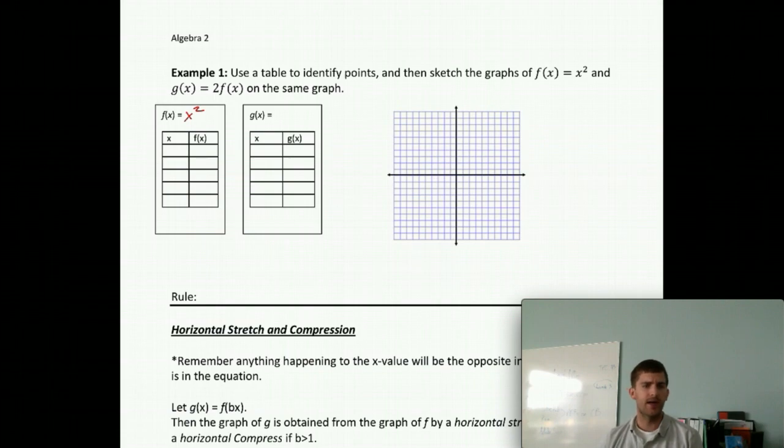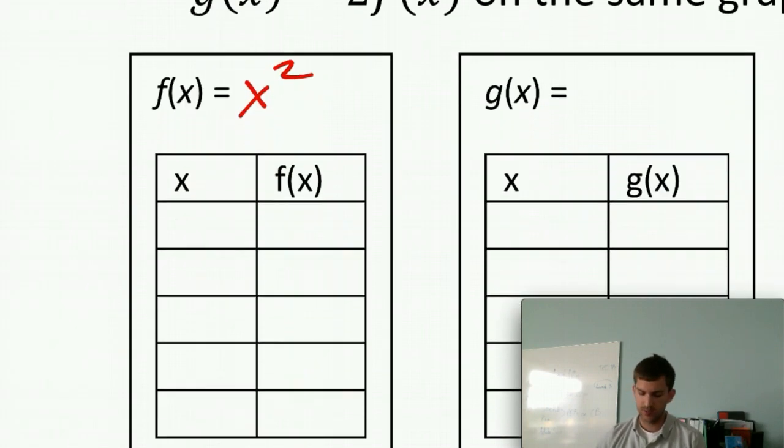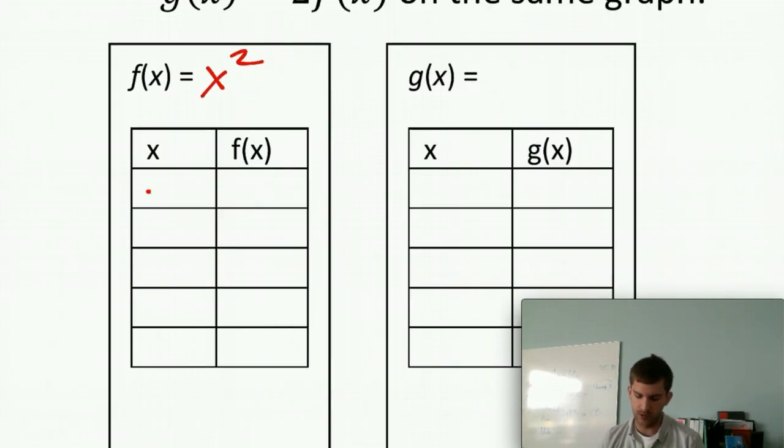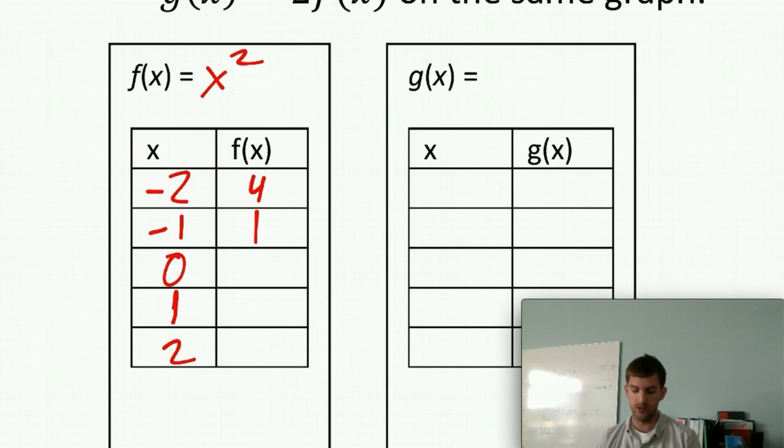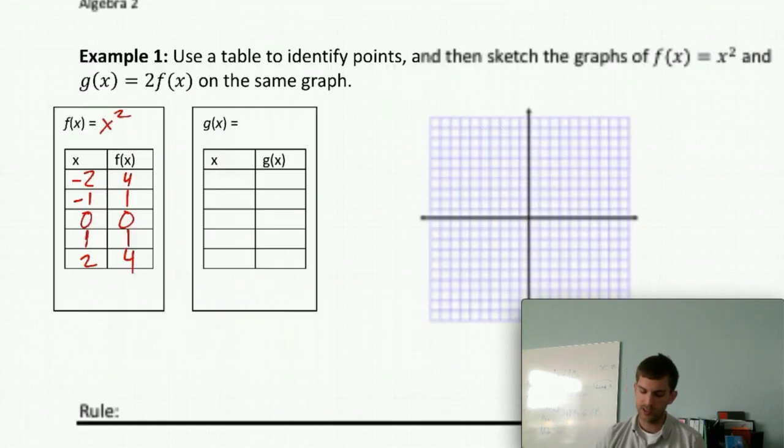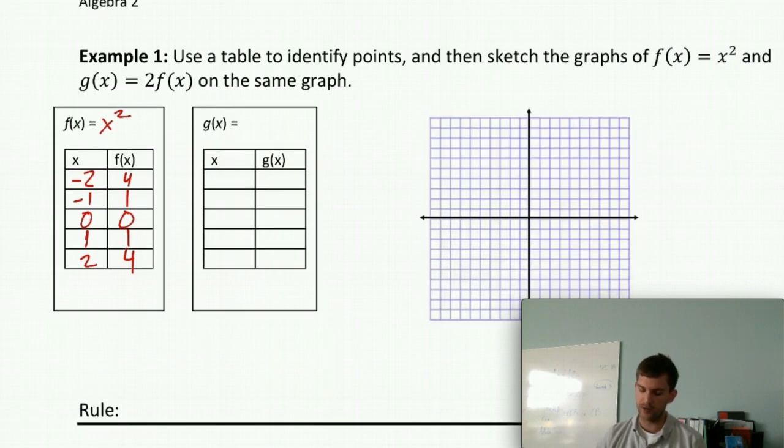Just like we've done in the past, let me zoom in a little bit. Let's use some of those easier x values to plug in. Let's do -2, -1, 0, 1, and 2. When we take each of those and square it, we end up with -2 squared is +4, -1 squared is +1, 0 squared is 0, 1 squared is 1, 2 squared is 4. And let's just plot those, and this graph should look moderately familiar to you.